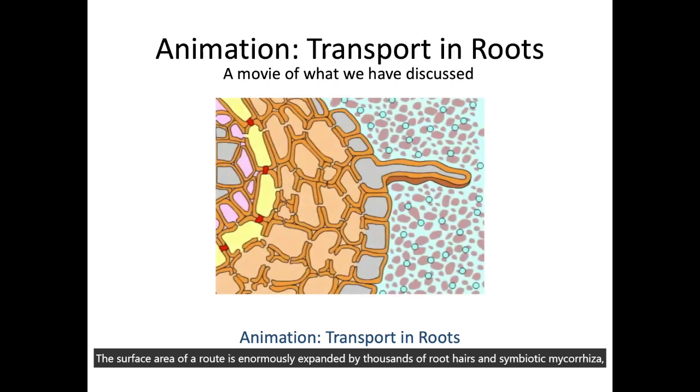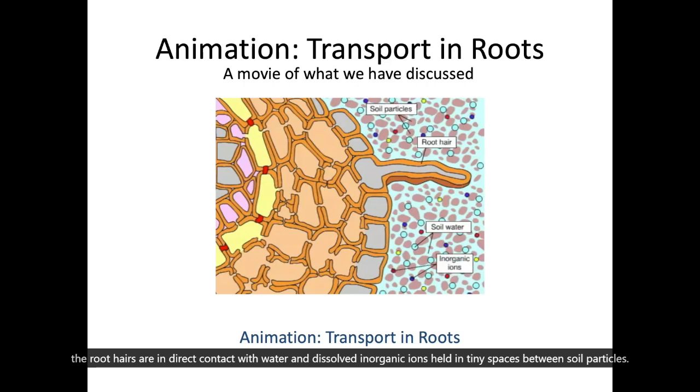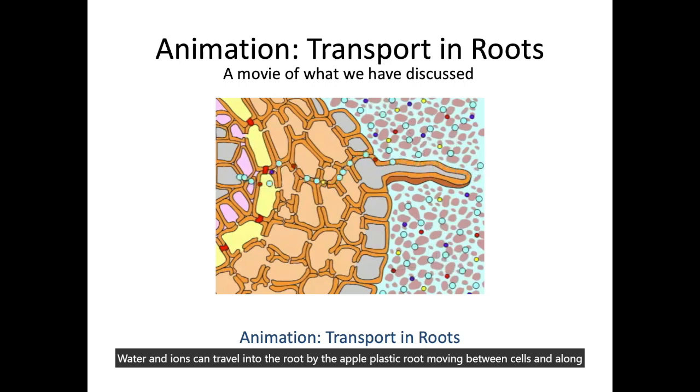The surface area of a root is enormously expanded by thousands of root hairs and symbiotic mycorrhizae. The root hairs are in direct contact with water and dissolved inorganic ions held in tiny spaces between soil particles. Water and ions can travel into the root by the apoplastic route, moving between cells and along cell walls, or by the symplastic route, moving from cell to cell through plasmodesmata. A molecule or ion may also move through the root via a combination of these two routes, or by moving slowly from cell to cell across plasma membranes and cell walls. All water and ions eventually have to pass through cell membranes, and this is how the plant controls their uptake.